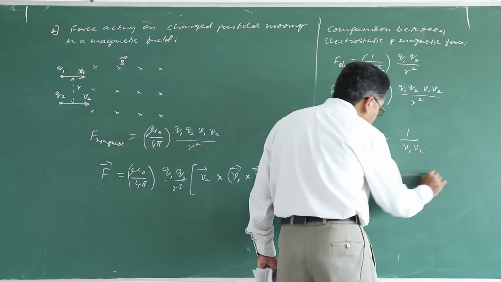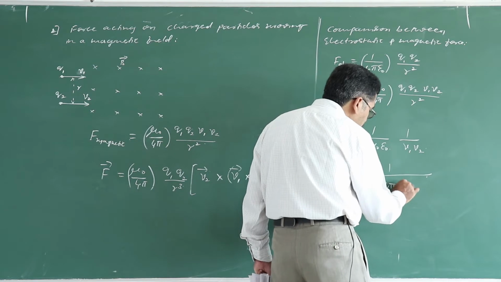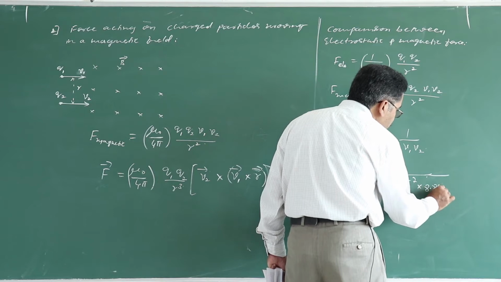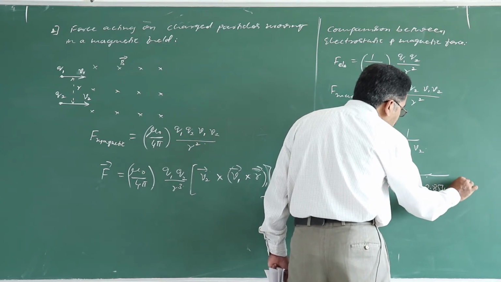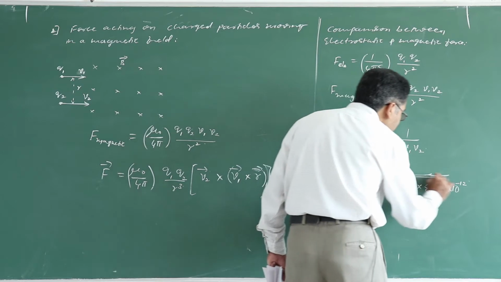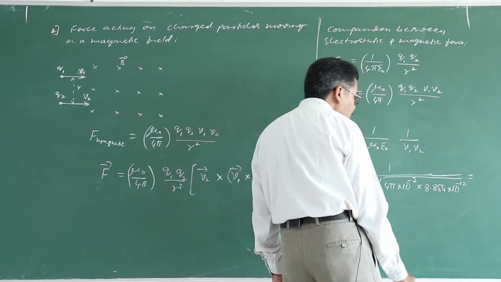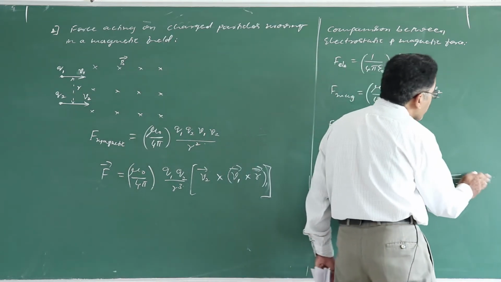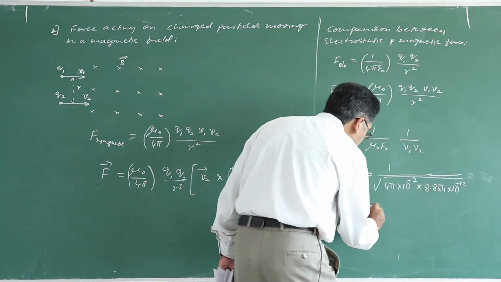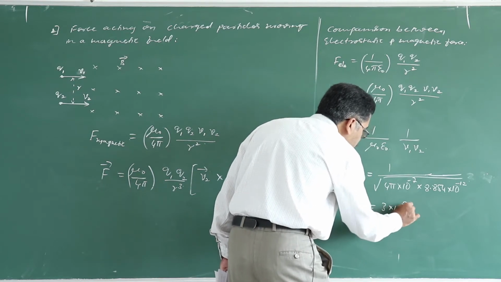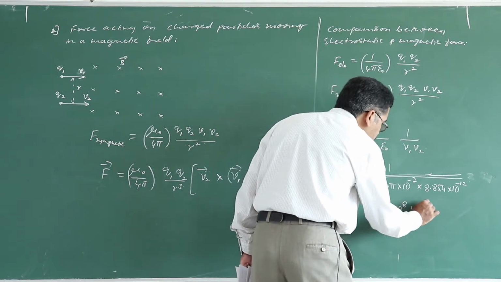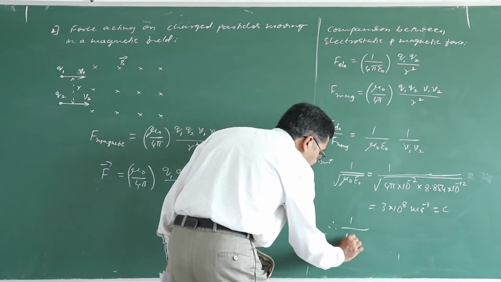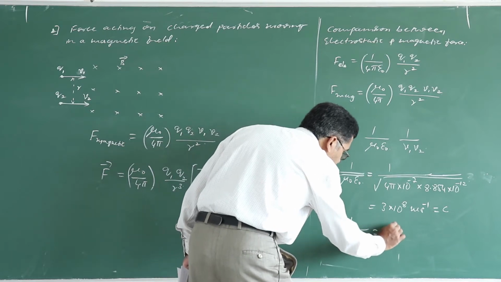So when you put the value for mu naught, what is mu naught? 4 pi into 10 raised to minus 7. What is epsilon naught? 8.854 into 10 raised to minus 12. When you simplify them, you are going to get C. This value comes out to be 3 into 10 raised to 8 meter per second, which is nothing but C. Therefore 1 by mu naught into epsilon naught gives you C square.